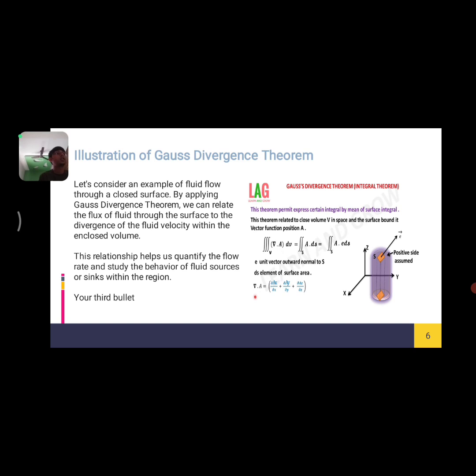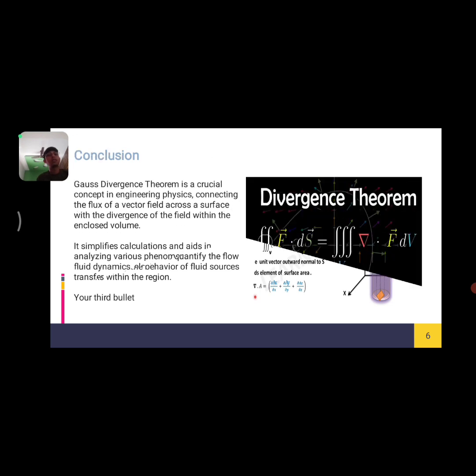The Gauss divergence theorem, an integral theorem. This theorem permits us to express certain integrals by means of a surface integral. It relates a closed volume in space and the surface bounded by it, with a vector function A of position. Del dot A is equal to dou Ax divided by dou x plus dou Ay divided by dou y plus dou Az divided by dou z, with the positive side assumed.